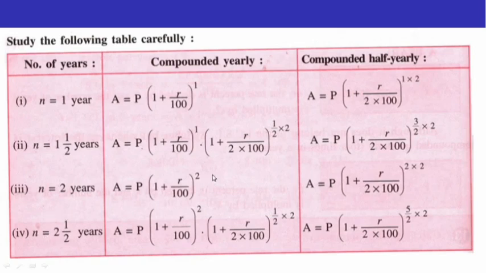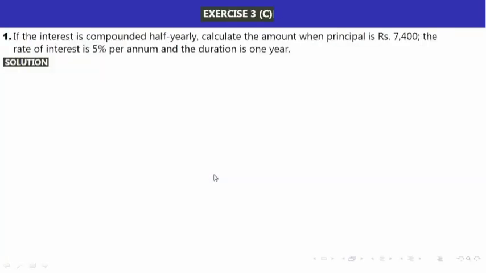Without wasting much time, let's see the first question for the day. If the interest is compounded half yearly, calculate the amount when the principal P is given to be this much, the rate of interest is 5%, and the duration, that is n, is given to be 1 year.